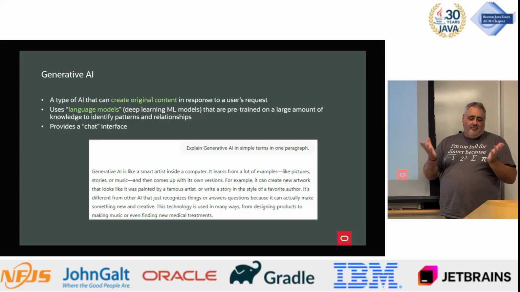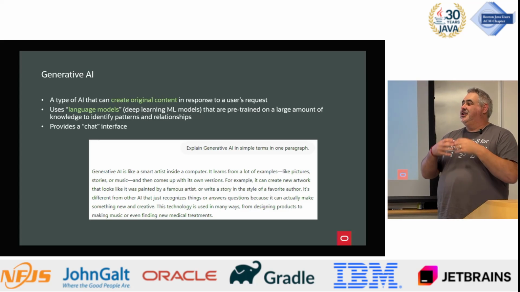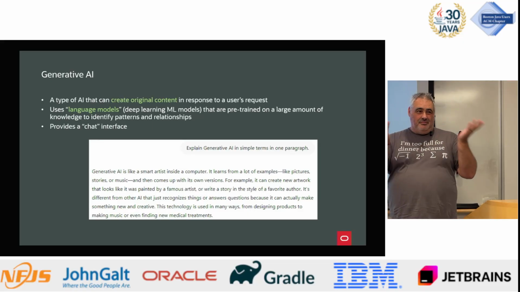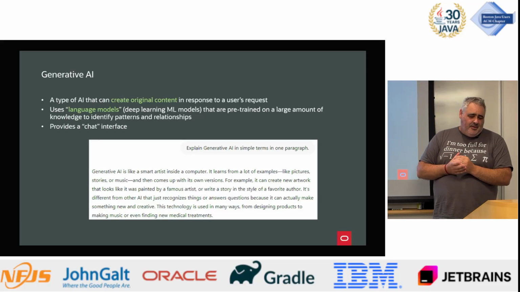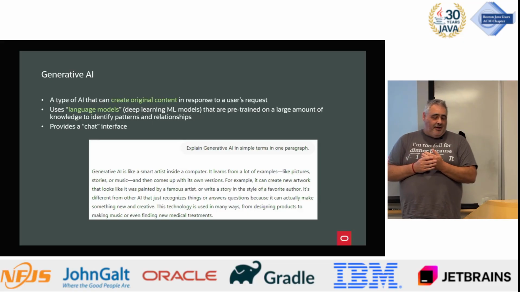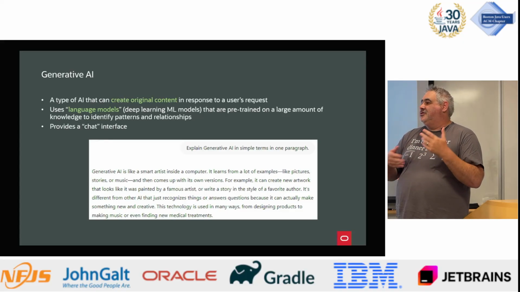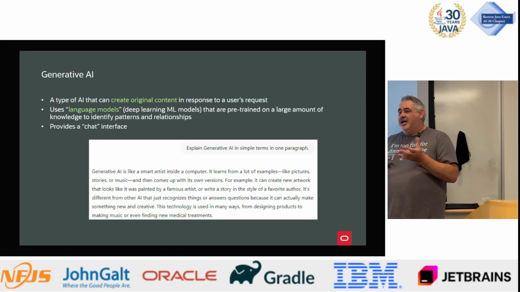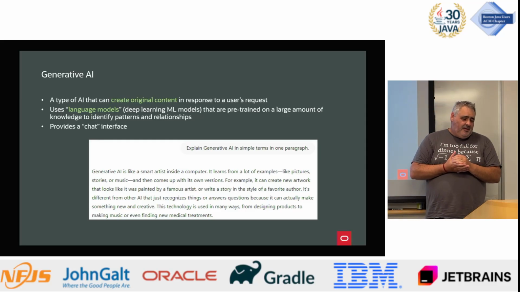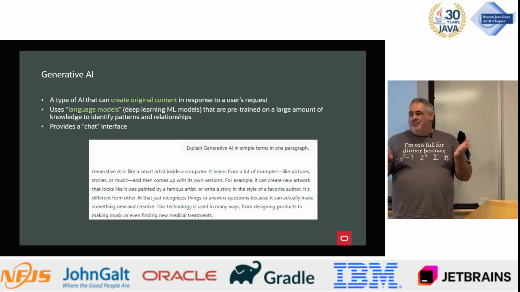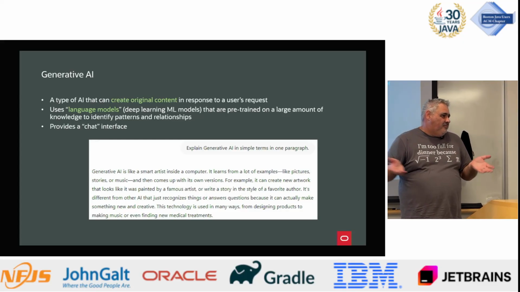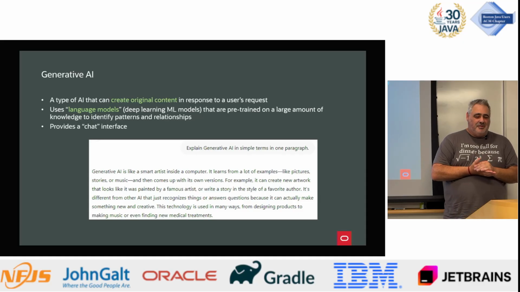So generative AI models are deep learning models, which are machine learning models, which are a type of AI. They are pre-trained on a large amount of data, as we talked about, to identify patterns and relationships between the data, so words or images or whatever it might be. I'm going to talk a lot about language models, but obviously there are image models and video models and all sorts of others, but just for simplicity, I'll focus on language models.